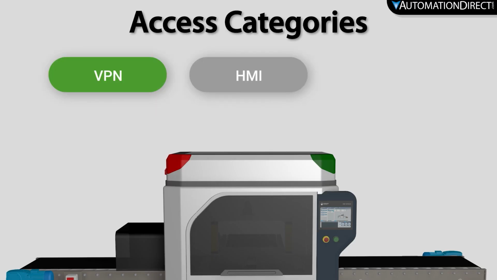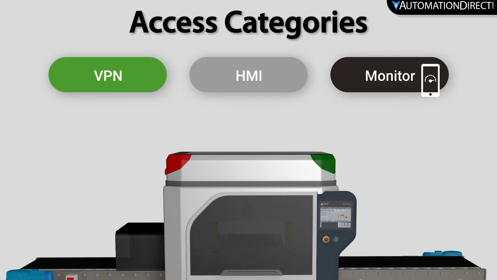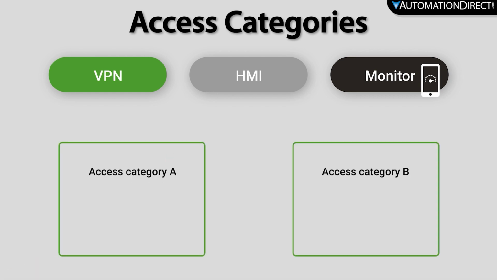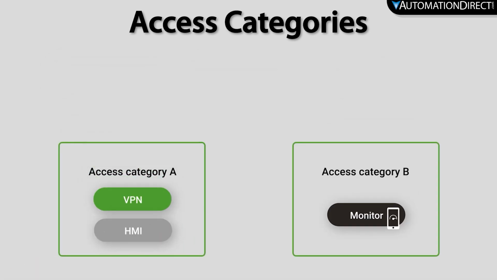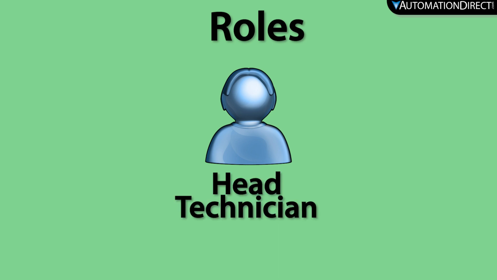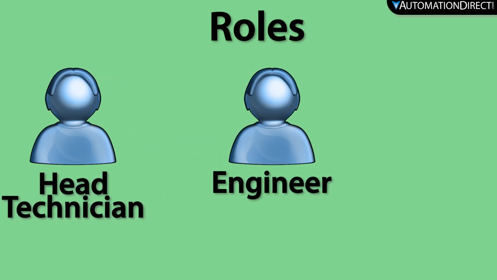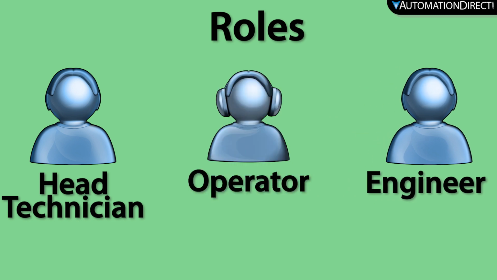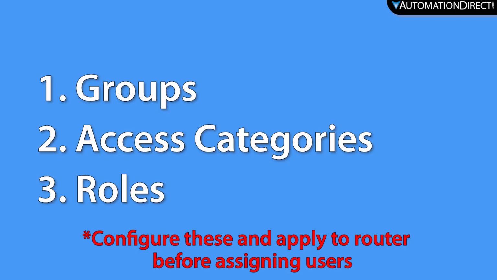Then there is access categories. This allows you to define pages and services that can be used. Roles is a selection of permissions that must be granted. Every user must be assigned a role. From here, you can set admin or device permissions and also add access categories. Once you have these set up, then you'll need to apply these to the router configuration. I'll show you this process later in the video.